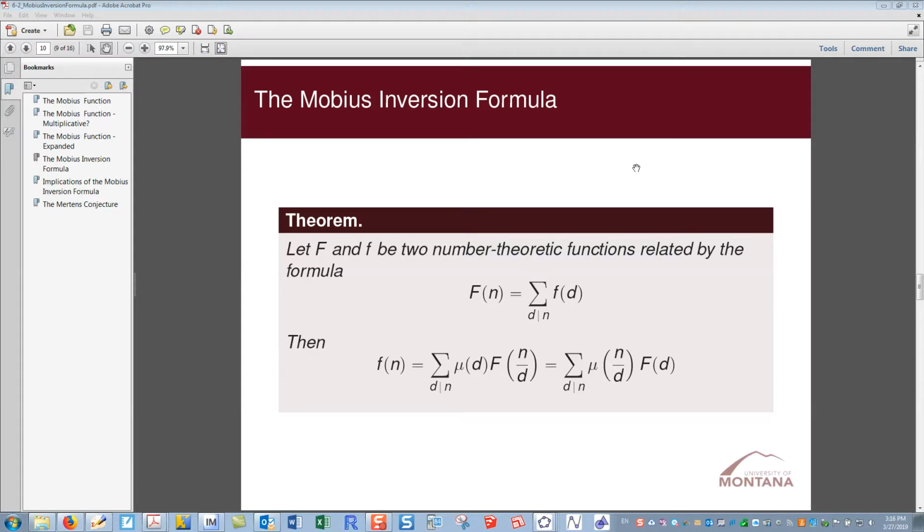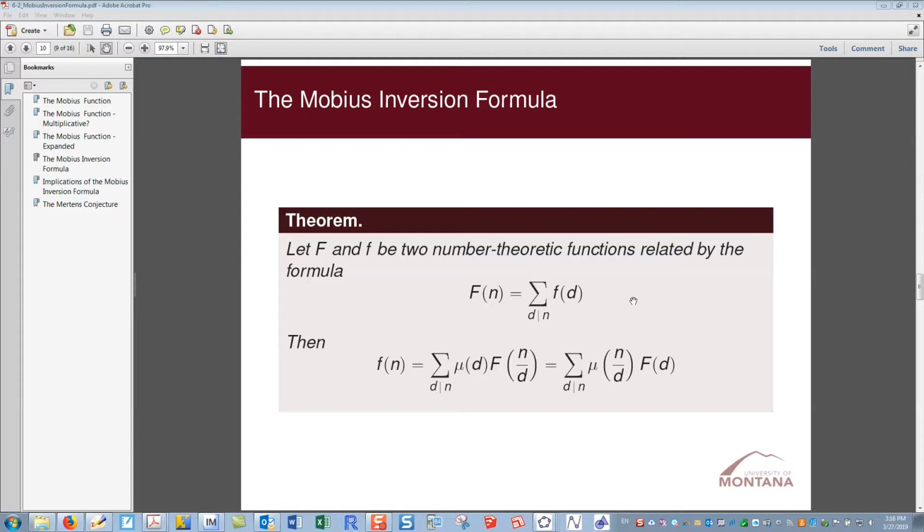Okay, in the last video on this Mobius inversion chapter, we led up to the Mobius inversion formula by first taking a look at what the Mobius function is, proving that it's multiplicative, and then showing that it has this really interesting role in reversing, or inverting, relations between summations of number theoretic functions. And that's the theorem that's in front of us here.